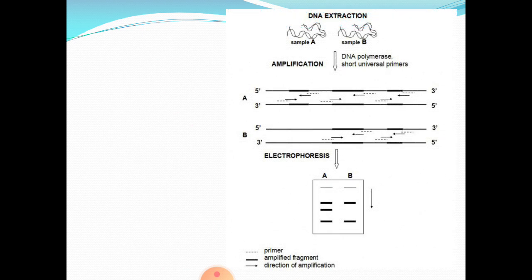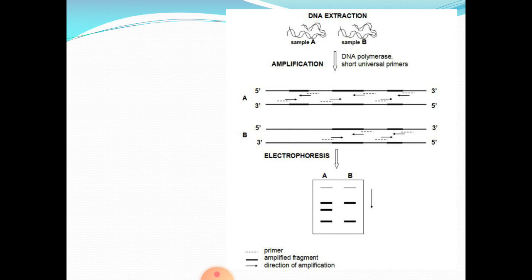So this is the schematic representation highlighting the different steps. Here we have two samples, sample A and sample B. We have isolated the genome or the DNA. What you are going to do is, you will give them DNA polymerase. Of course, by now you know it is Taq polymerase or any other thermostable suitable polymerase. And you will give short universal primers.